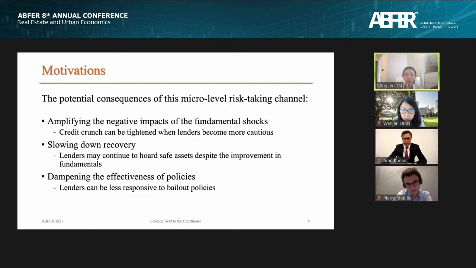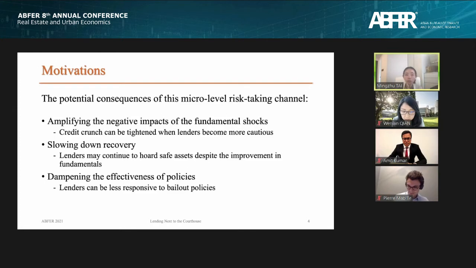And furthermore, even when the economic fundamentals have recovered, if lenders' risk preferences persist for a while to be more cautious, then maybe they will continue, at least for a while, to hoard more safe assets and to reduce their lending to riskier borrowers. And therefore, this can slow down the recovery, because now the contraction in credit supply will persist for a longer time.